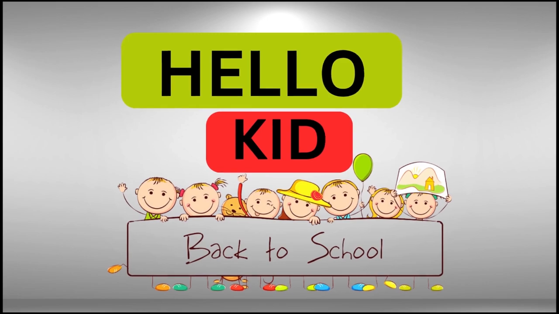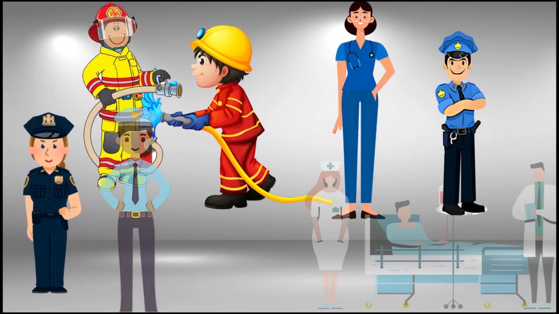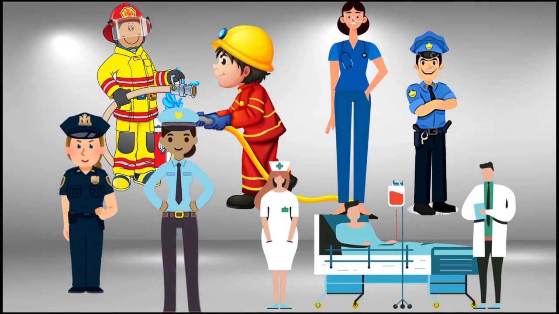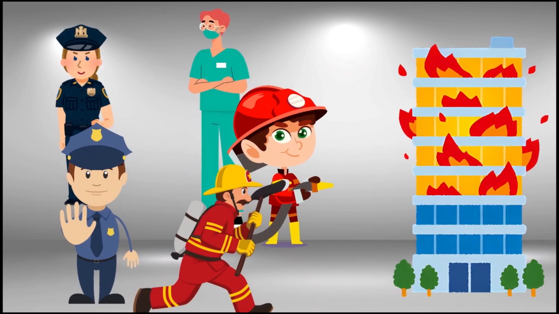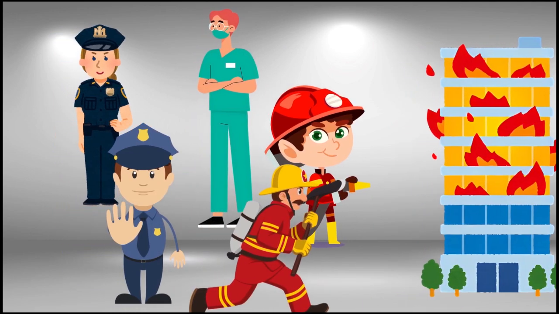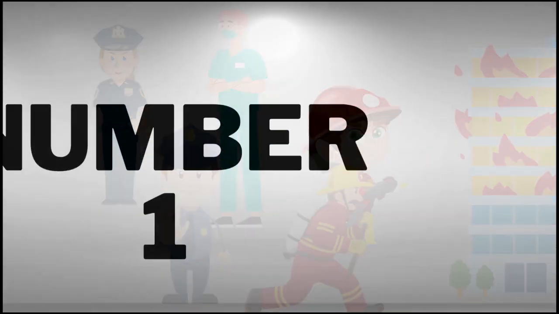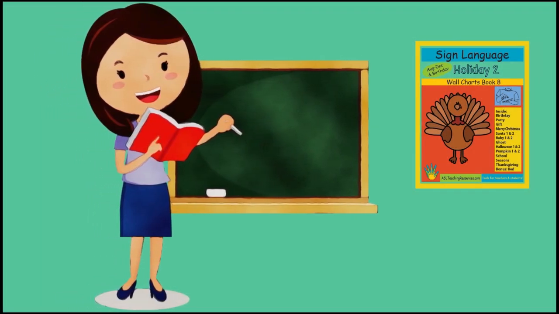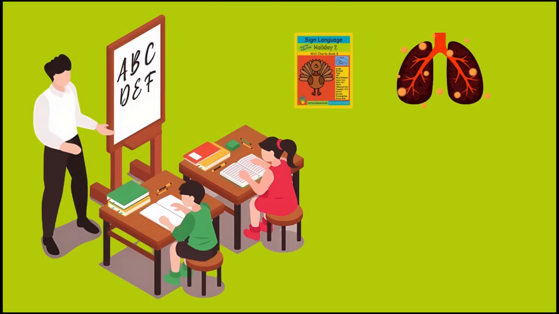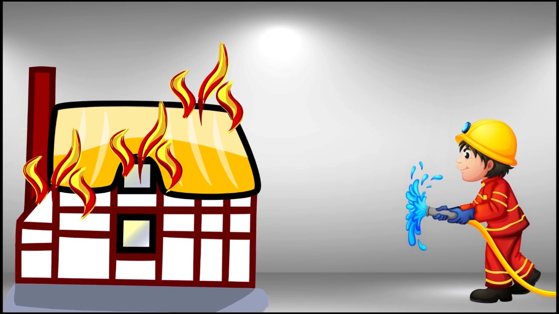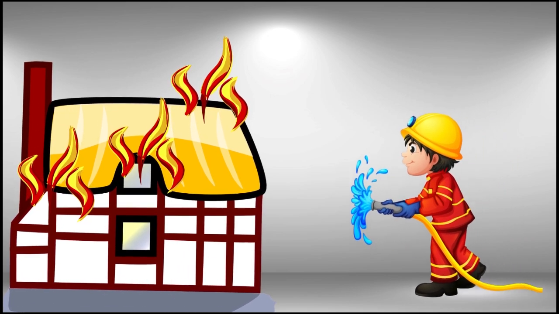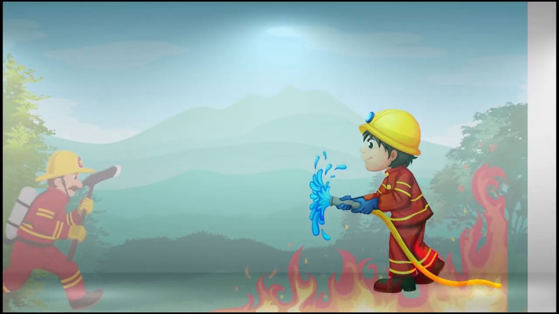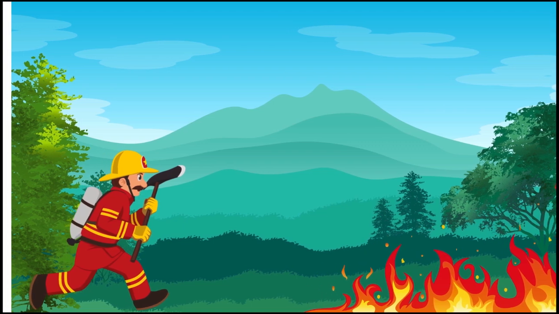Hello, wonderful students. Today, we're going to explore the amazing world of community helpers. These are special people who work together to make our neighborhoods safe, clean, and happy. Number 1. Teacher. Teachers help us learn new things and discover our talents. They make sure we understand and enjoy our lessons. Number 2. Firefighter. Firefighters bravely put out fires to keep us safe. They also rescue people and animals from dangerous situations.